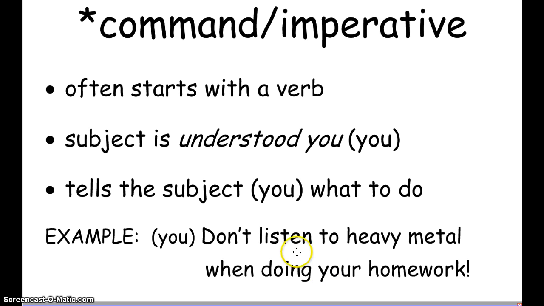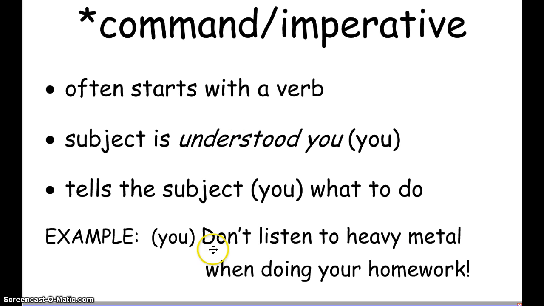So, for example, don't listen to heavy metal music when you're doing your homework. Okay, that's a command to you, telling you not to listen to heavy metal music. You know why, right? Because it can be a little distracting. You should always listen to classical music when you're doing your homework. And I'm sure that when you guys listen to your headphones in class, that's exactly what you're listening to.